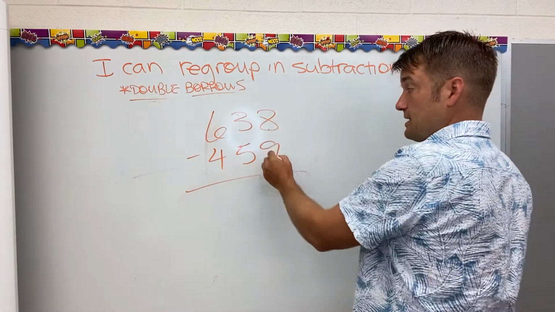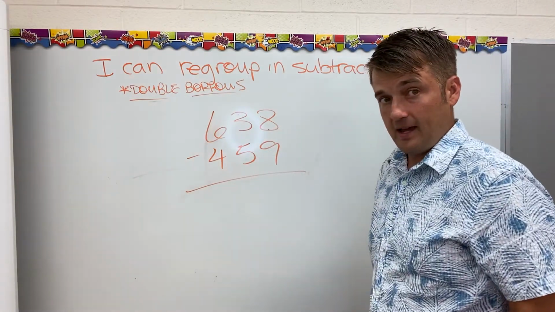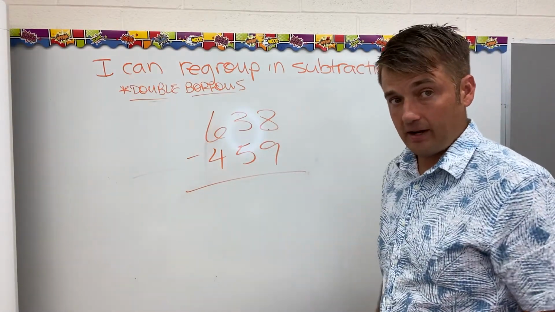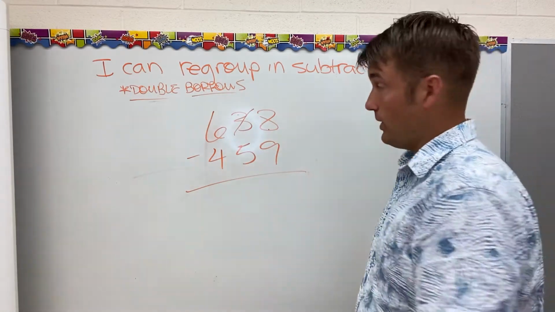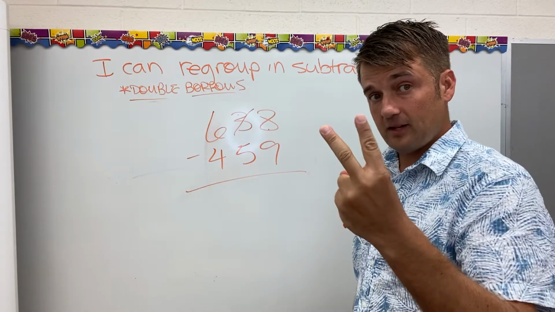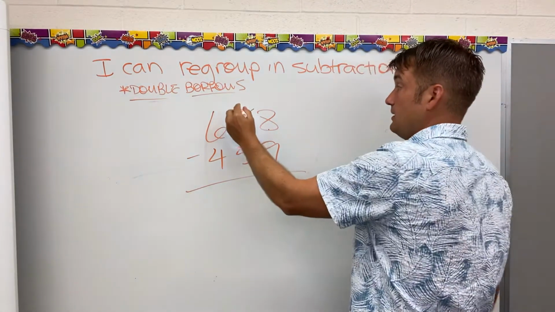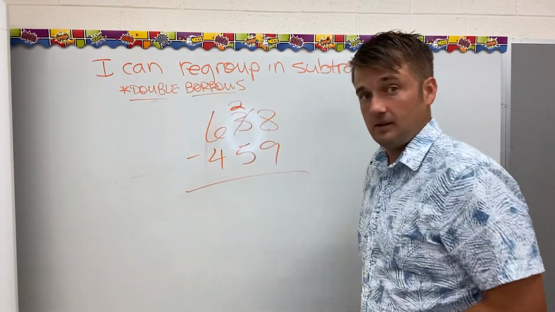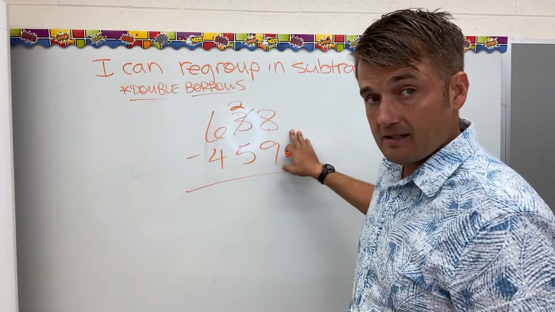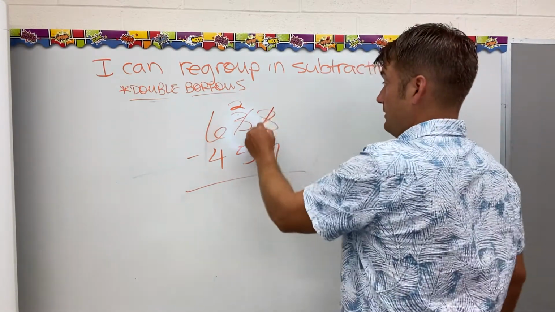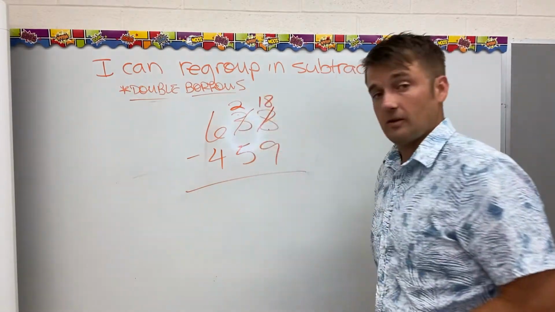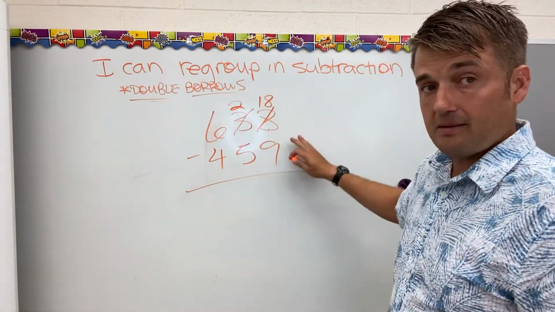The 8 needs to borrow to give away 9. 8 can't give 9. It is not enough. So it comes next door. The 3 gives 1 away. 3 is giving. It goes down to 2. We add 10 to the 8. 10 plus 8 would be 18. Okay? Now, 18 minus 9.